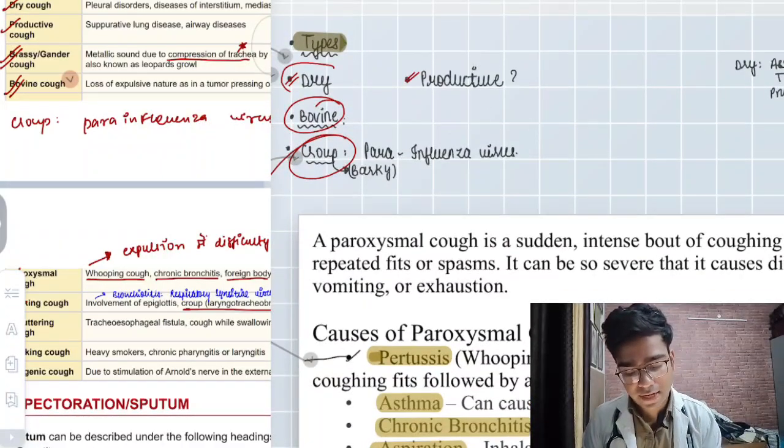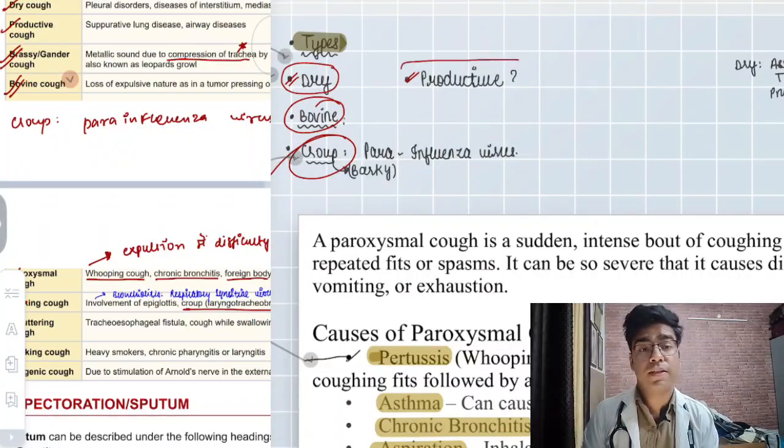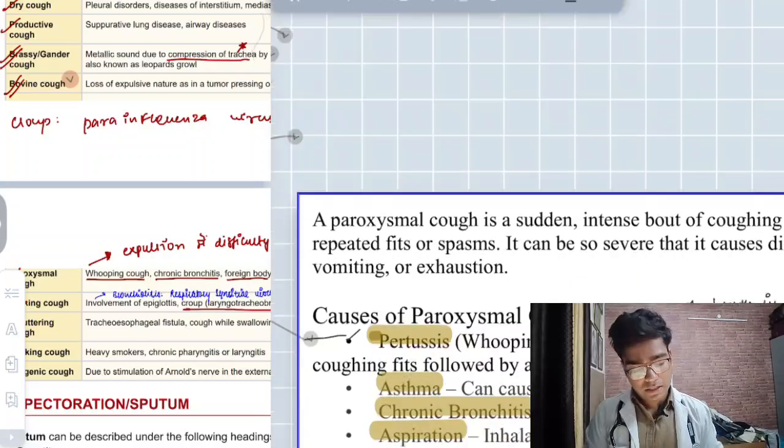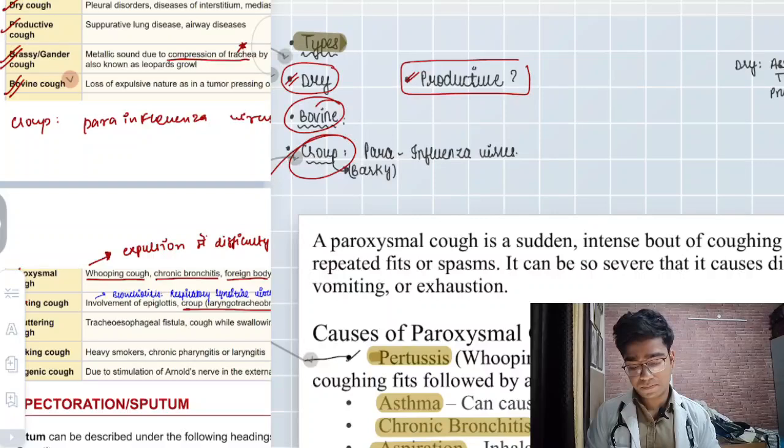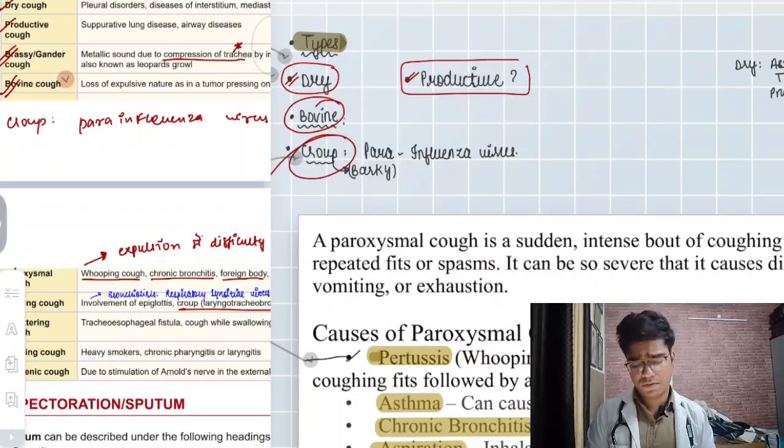Now we would like to see the various types of cough. The cough can be dry cough if the sputum is not there, or productive if there is sputum production. Now, what is bovine cough? Bovine simply means cow, right? So it resembles the sound of a cow.